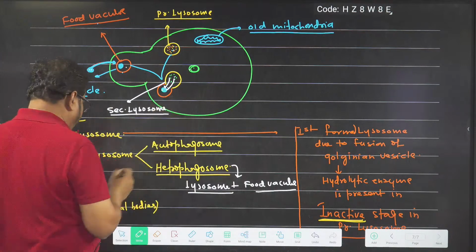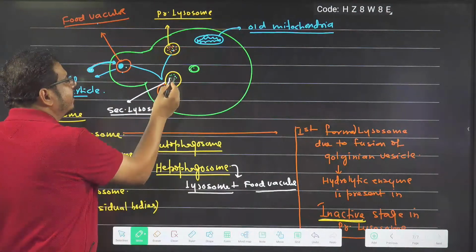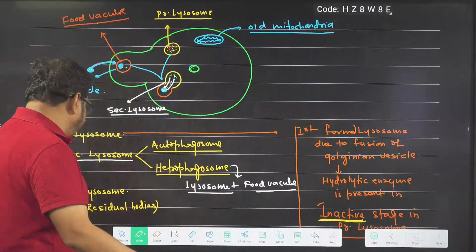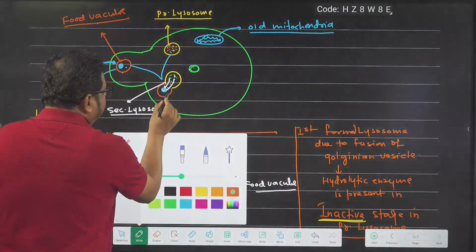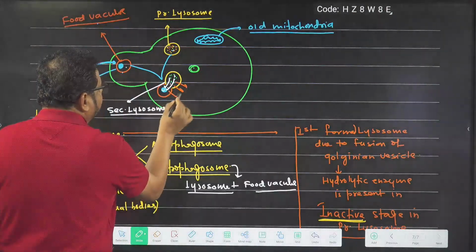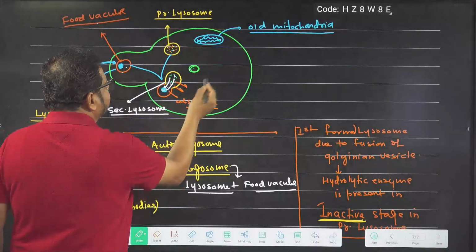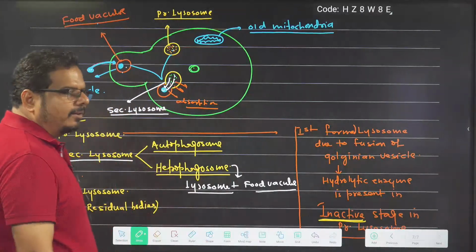Now when the formation of secondary lysosome occurs, this enzyme becomes active, this enzyme will be released on the food, and who will digest? Food will be digested, and after digestion of the food, simpler forms are going to be absorbed. Here absorption occurs. So digested food is now absorbed inside the cell and they are going to utilize it in the cell in the life process. Getting the idea or not?